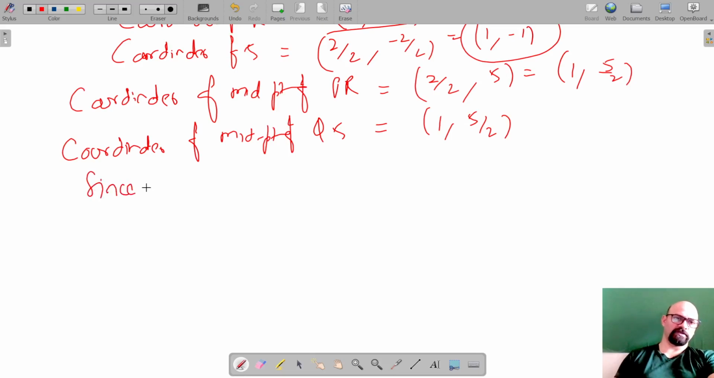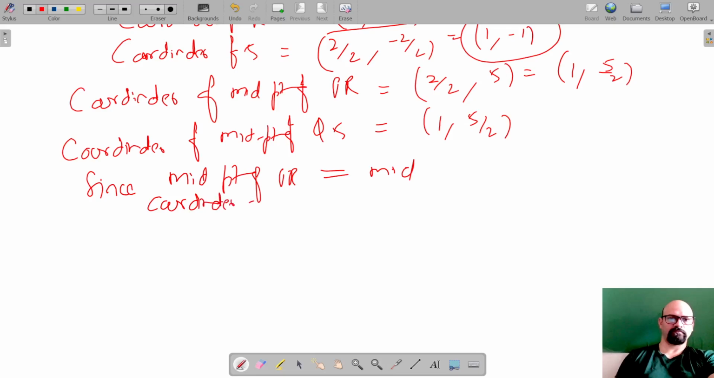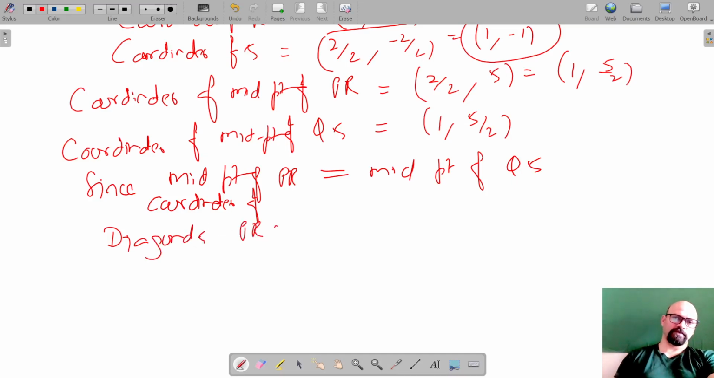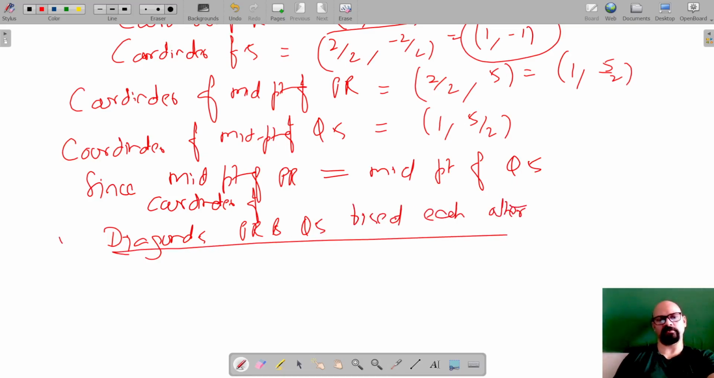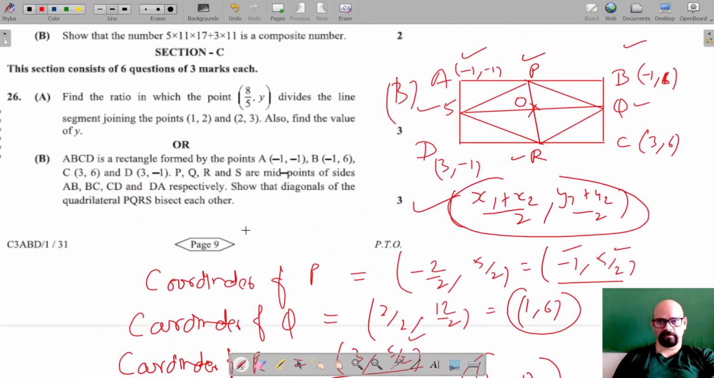So we can write here that since the coordinates of the midpoint of PR are equal to the coordinates of the midpoint of QS, that means diagonals PR and QS bisect each other, and if they bisect each other, that means that PQRS is a parallelogram. Okay, so we are done with question number 26. Let's move on to question number 27.